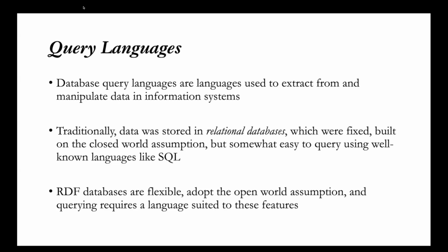So not knocking them. And in fact, a lot of ontology pipelines at some point use relational databases. So we take advantage of both technologies. There's no reason why we should draw lines, use what works. RDF databases, in contrast, are a little more flexible. They adopt this open world assumption. And because of that, the querying requires a language that is suited to these features.